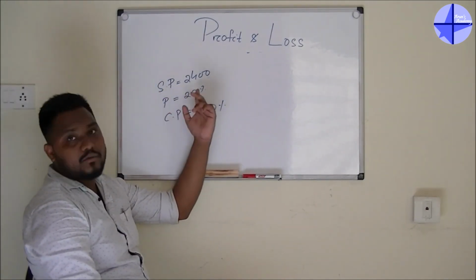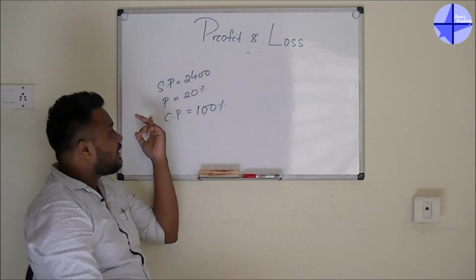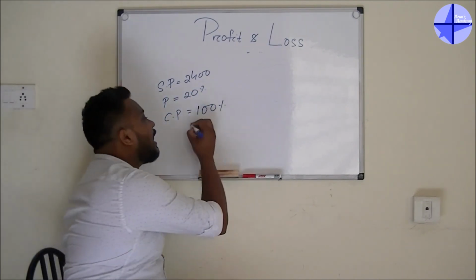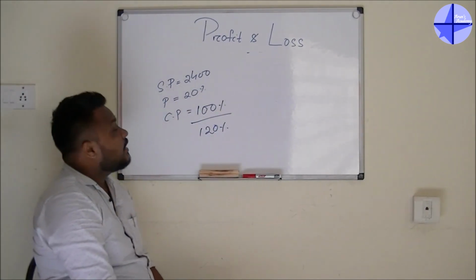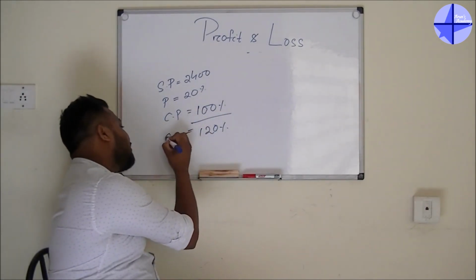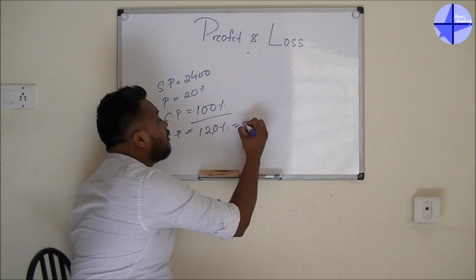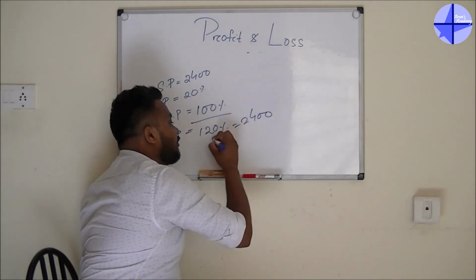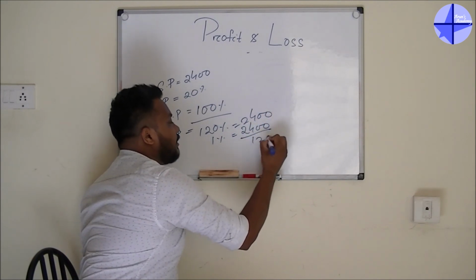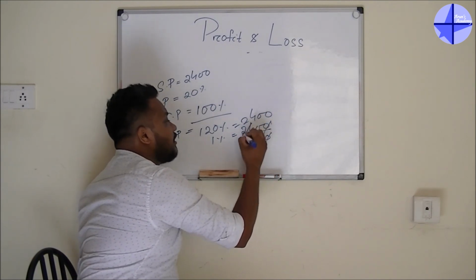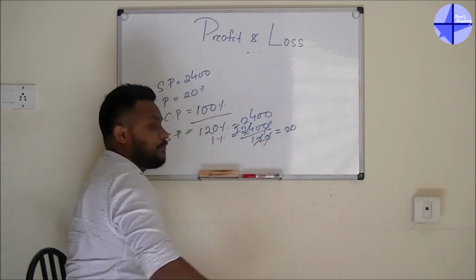Now, the profit is equal to 20%. Profit is already calculated on cost price. So, if you add this, you will get 120%. So, this 120% is your selling price, and which is your 2400. So, 1% is equal to 2400 divided by 120. 0 cancel, 12 2s are 24, answer is 20.